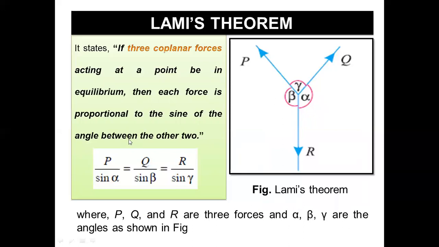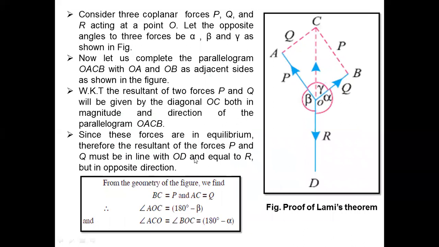So if I represent Lami's theorem mathematically, P by sine alpha is equal to Q by sine beta, which is equal to R by sine gamma. So how to prove Lami's theorem? As we know, Lami's theorem states that when three forces are acting at a point, so make sure that whenever I want to apply Lami's theorem, the condition of three forces at a point should be applicable.